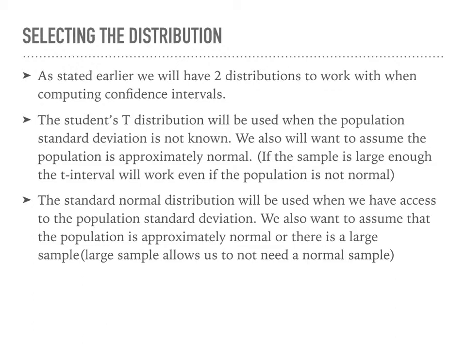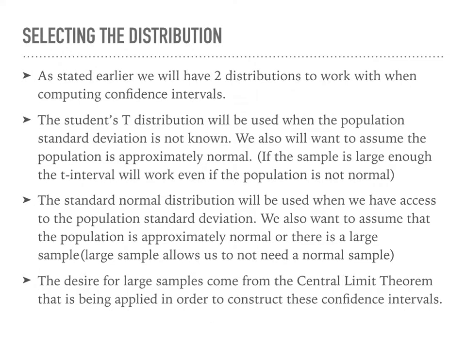The other distribution is the standard normal distribution. This will be used when we have access to the population standard deviation. Again, we do want to assume that the population is approximately normal or that we have a large sample size. The large sample size allows us to not need the assumption that this is a normal sample. Remembering back to Chapter 7, this desire for large sample sizes comes from the central limit theorem. This is what's being applied in order to construct these confidence intervals.